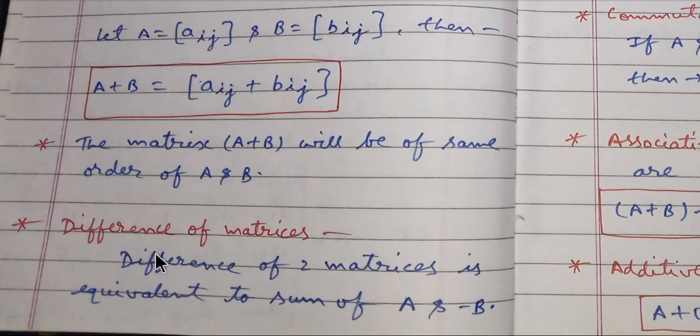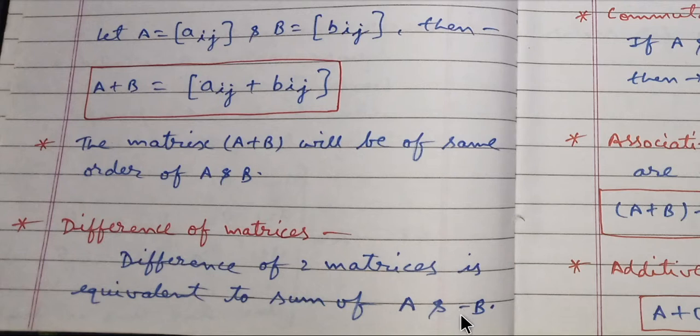Its definition says that the difference of two matrices is equivalent to the sum of A and minus B. Actually, difference is just the addition of one positive number and one negative number. So here it is also similar. The difference of two matrices is equivalent to the sum of two matrices, first matrix A and second matrix B. But here is something different: in difference we should take the negative of B. So first is matrix A and second is matrix B but with a minus sign.